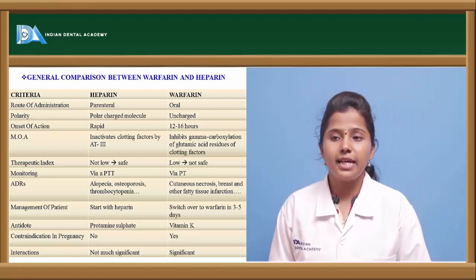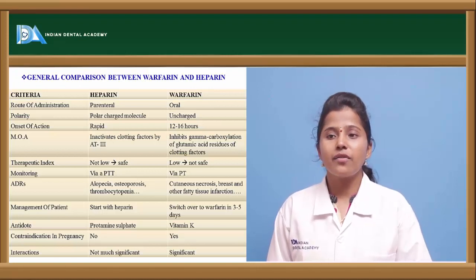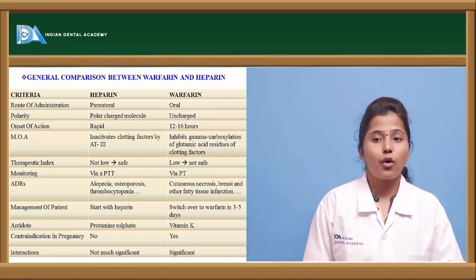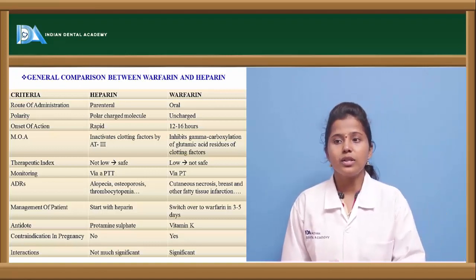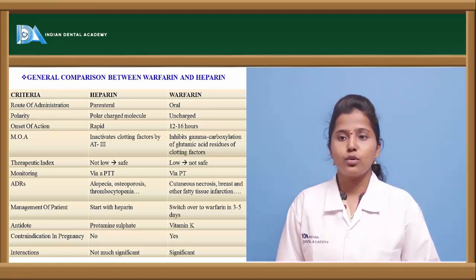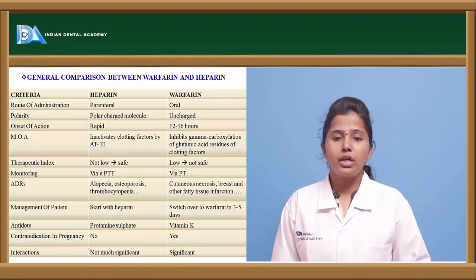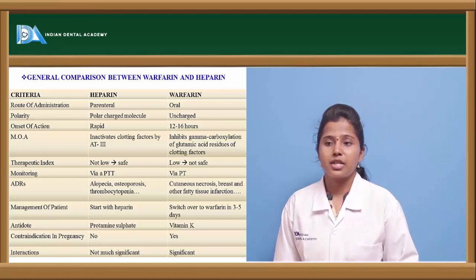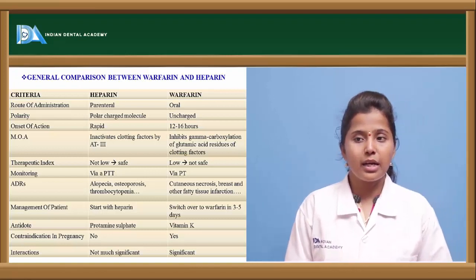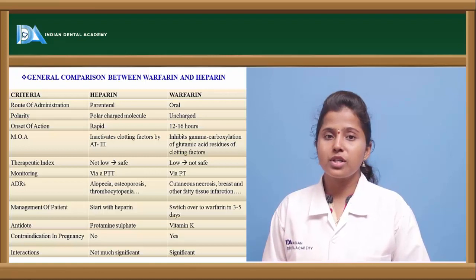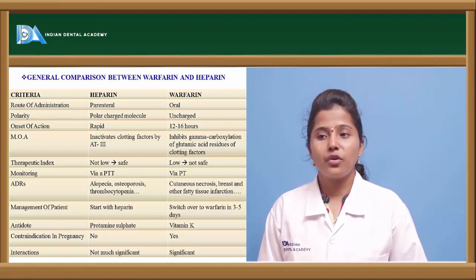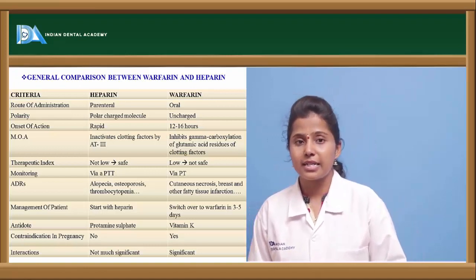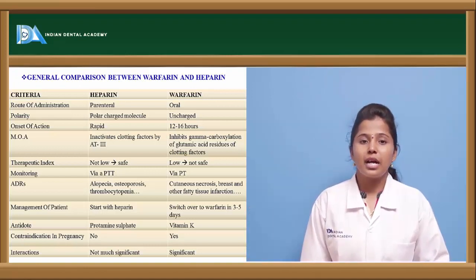And therapeutic index. The therapeutic index of heparin is not low, which is why it is safer for use. But the therapeutic index of warfarin is very low, which is the reason it's not safe to use. And monitoring: both are monitored via prothrombin time. And adverse drug reactions: those of heparin include alopecia, osteoporosis and thrombocytopenia, whereas those of warfarin include cutaneous necrosis, breast and other fatty tissue infarction.